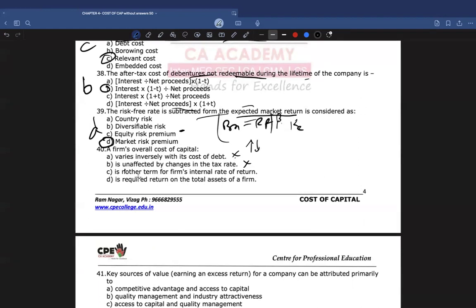Is another term for the firm's internal rate of return. For internal rate of return, maybe it's a close choice. Is required rate of return on the total assets. So this is what the shareholders expect to earn. So maybe the better one among them is D. So it is what the shareholders expect to earn.